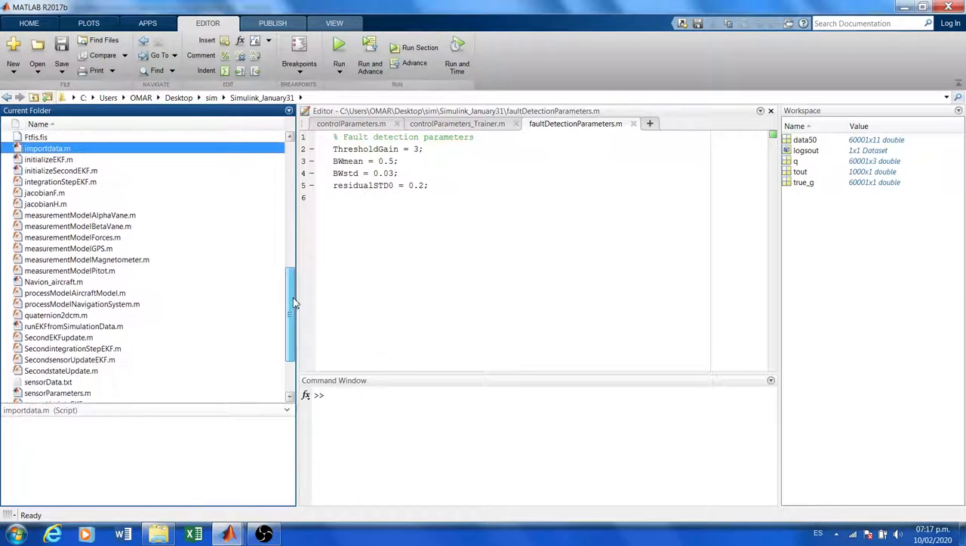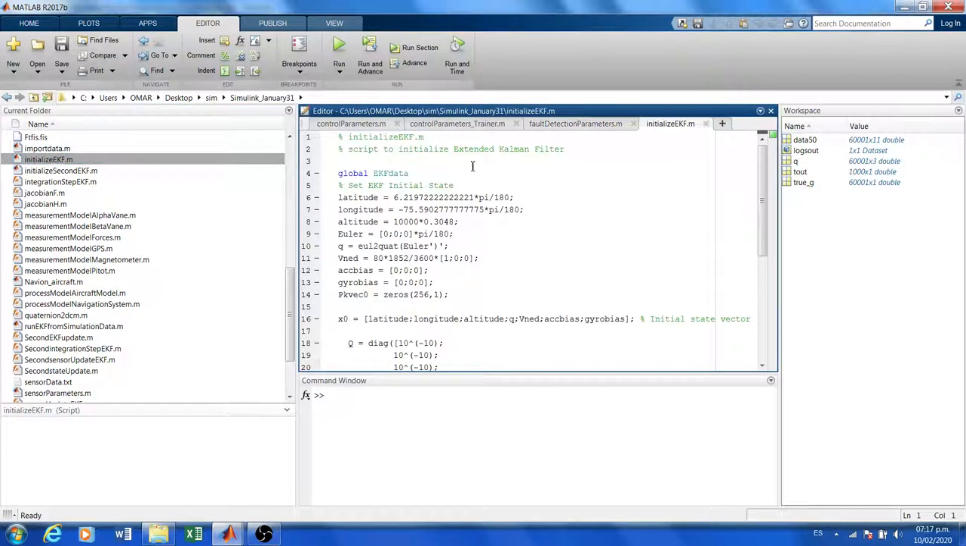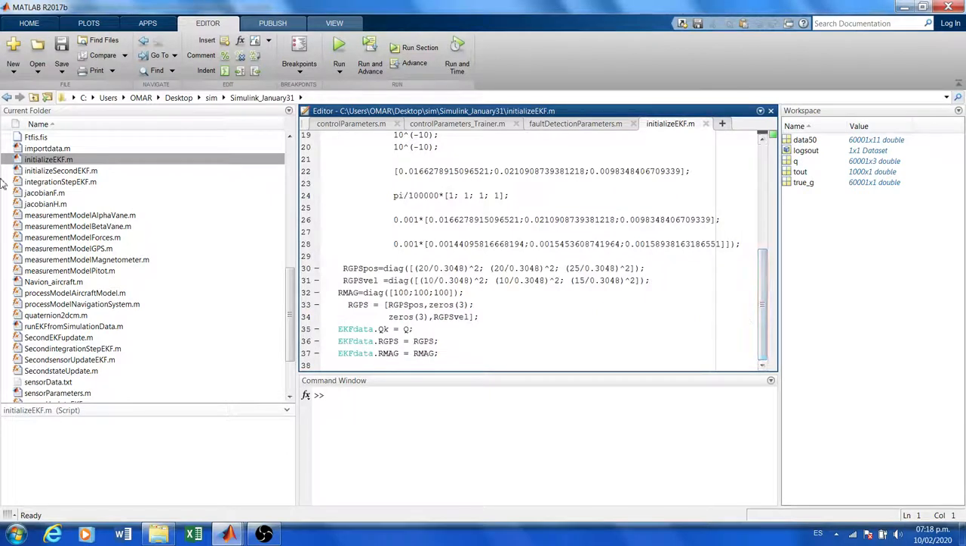Okay, so what else? This is the initialization of the first Kalman filter. So these are the parameters to start the Kalman filter. We have to start the Kalman filter in the position of the aircraft so it converges quickly: longitude, latitude, attitude, speed, acceleration bias, everything. We have to initialize the filter.